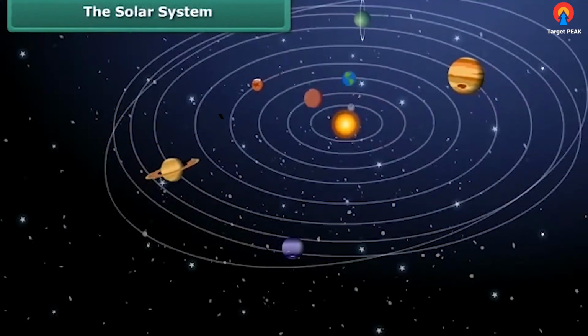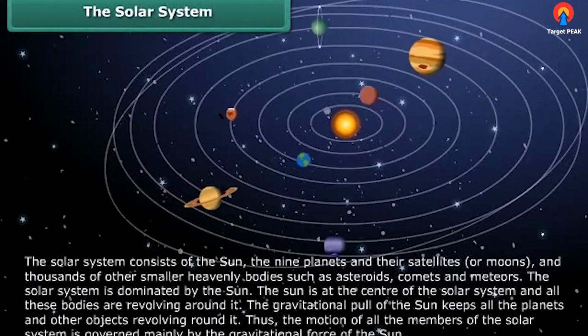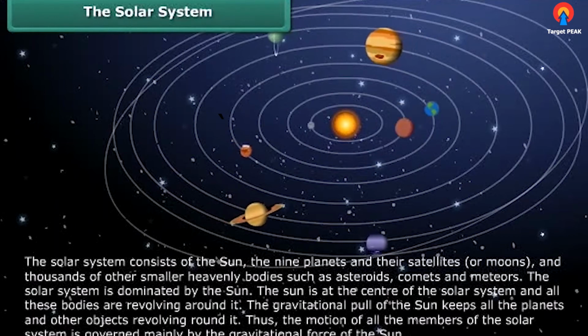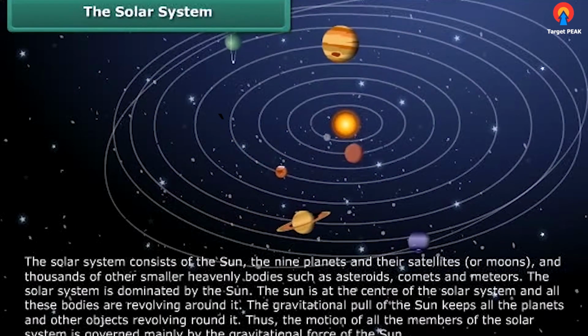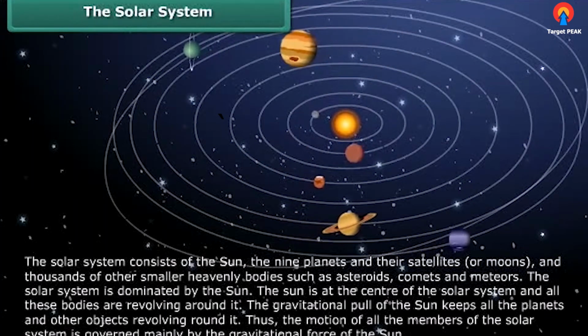The Solar System. The Solar System consists of the Sun, the 9 planets, and their satellites or moons, and thousands of other smaller heavenly bodies such as asteroids, comets, and meteors. The Solar System is dominated by the Sun. The Sun is at the center of the Solar System, and all these bodies are revolving around it.